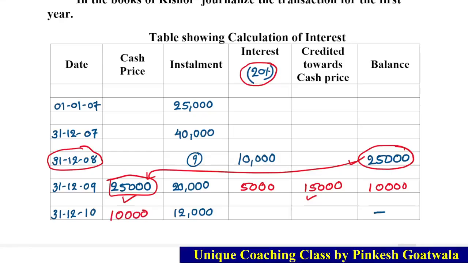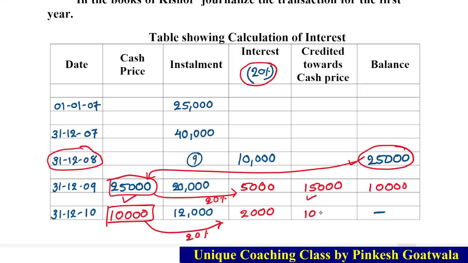Now again how we find out interest? So આપણે જે 10,000 છે એના કેટલા કરીશું? 20% કરીશું. અહીંયા 25 ના 20% કર્યા, so you will get the interest. Now જે 10,000 છે એના આપણે 20% કરીશું. Here you will get 2,000 interest.